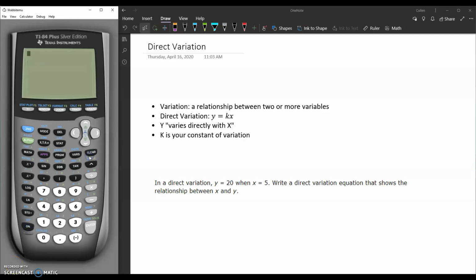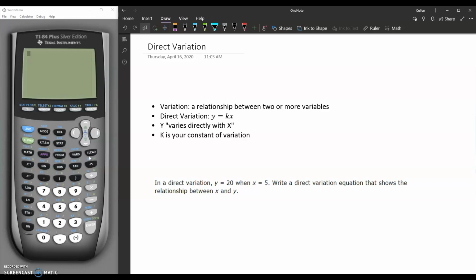Just wanted to make a quick video today talking about variation, okay? We're going to be talking about variation and we'll end out this chapter. We'll be talking about variation for just a few days. What we're going to do today is talk about what's called direct variation. But let's talk just for a second.